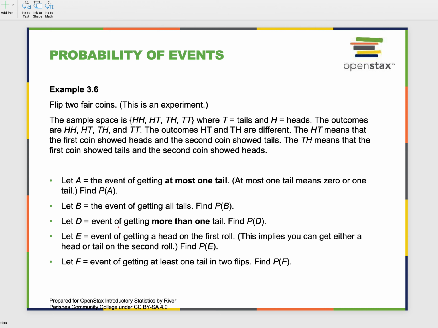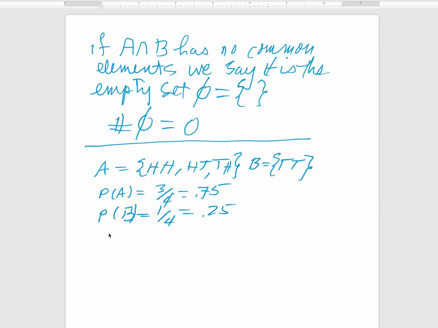This is where it gets a little confusing. E, the event of getting a head on the first roll. This implies that you get either a head or tail in the second roll. What's the probability of E? So in this case, if we go here and we look at E, it is the set of, what was it again? Getting a head on the first roll. The only way we can do that is head, head, and head, tail. So there's two things there. So the probability of E is 2 divided by 4, 1/2, or 0.5, which is 50%.